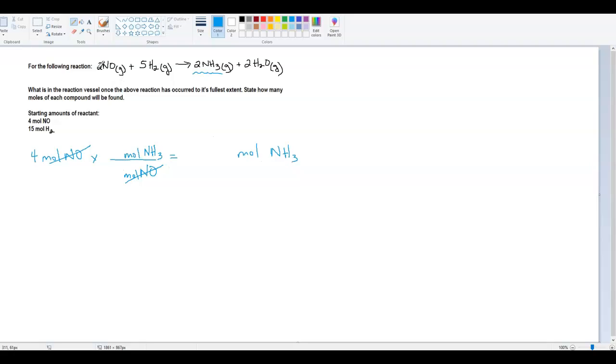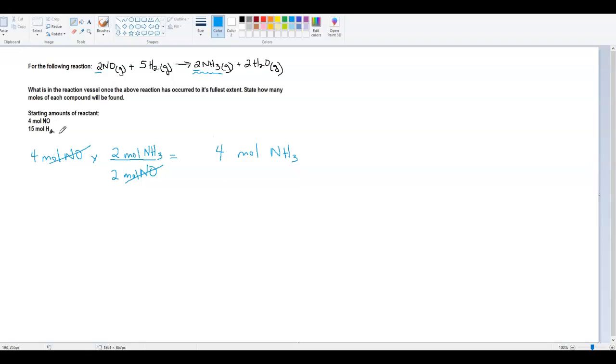And the relationship we're going to use is based on the coefficients in front of our reactant and our product. So this is our stoichiometric relationship here, which is 2 to 2. That means for every 2 moles of NO that go in, we'll get 2 moles of NH3 as a product. Then we can go ahead and do our calculation. 4 times 2 is 8 moles, divided by 2 moles will give us 4 moles total of ammonia. So if we start with 4 moles of nitrogen monoxide, we will get 4 moles of our product, ammonia.